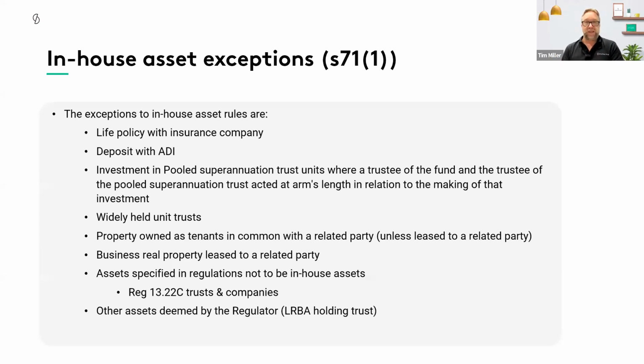It's an exception to the in-house asset rules, unless we then lease it to a related party. So if we lease a property that is owned as tenants in common to a related party, it's going to be an in-house asset. But then we have the further exception, unless it's business real property. So what we're really saying is, if we've got residential property, it can't be leased to a related party, or more to the point, if it is leased to a related party, it's going to be an in-house asset.